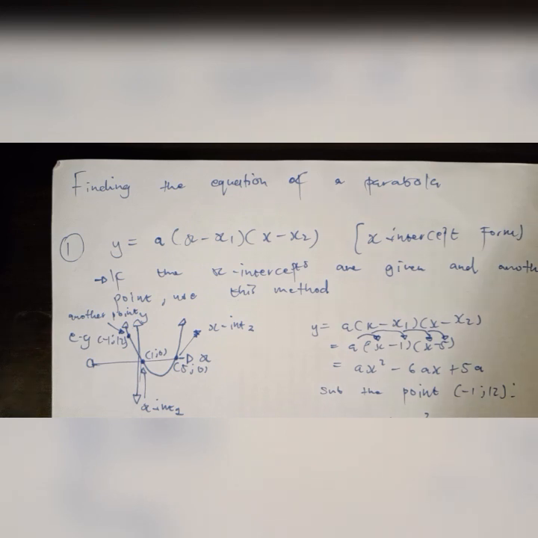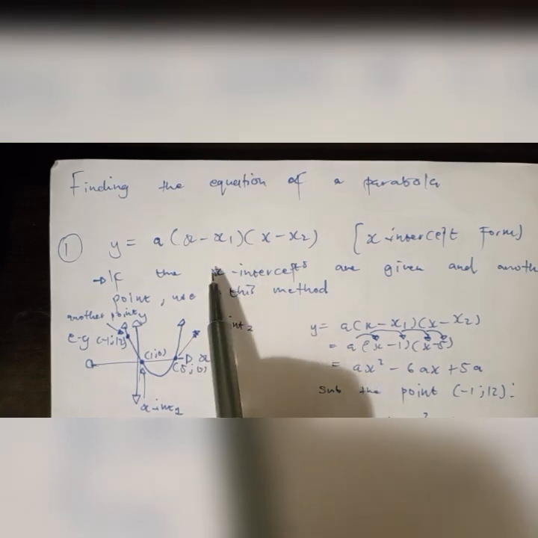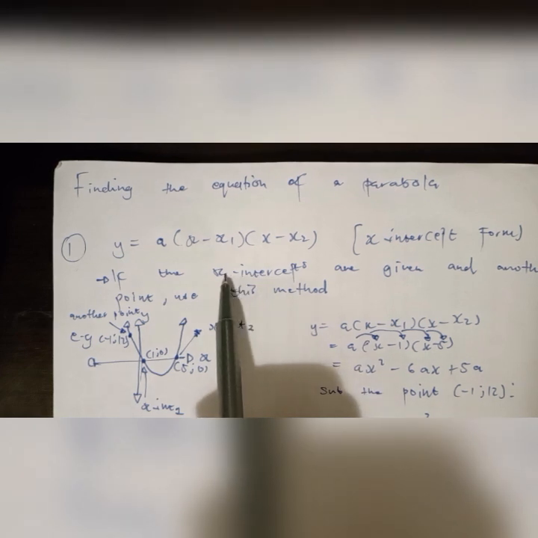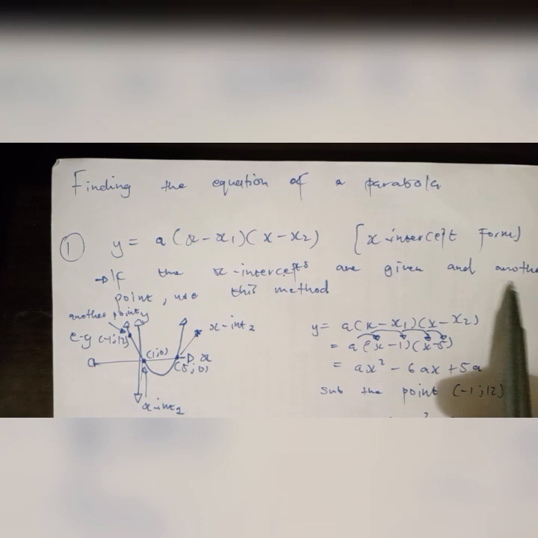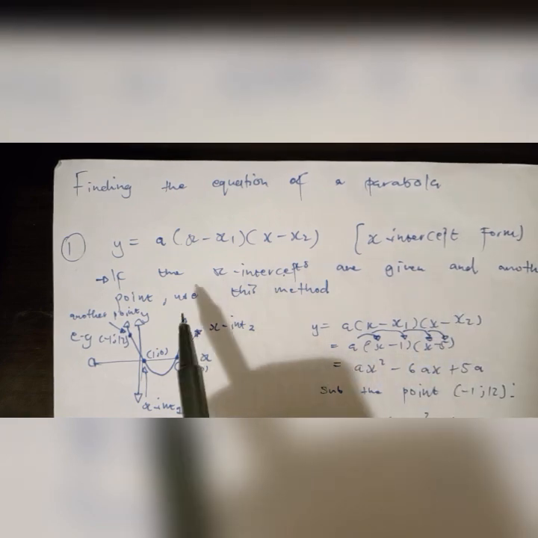And now for the next part, finding the equation of a parabola. Y is equal to a times x minus x1 times x minus x2. This is called the x-intercept form, and we only use this if we are given the x-intercepts and we have another point on the graph. Then we can use this method.